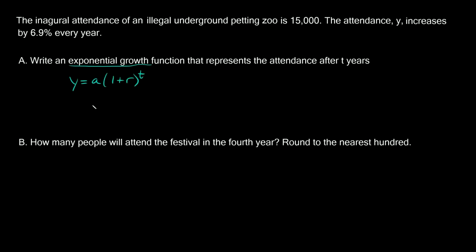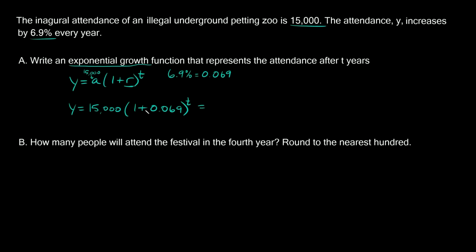okay? So let's see what we can fill out here. Okay, so the inaugural attendance, so the starting attendance, the initial attendance was 15,000, right? So we're gonna plug in 15,000 for our initial attendance right there. And then it says it increases 6.9% every year, okay? So 6.9% is our rate, right? So 6.9% as a decimal is gonna be 0.069, and that's our rate, right? So then we can put that y is equal to 15,000 times 1 plus 0.069 raised to the t.